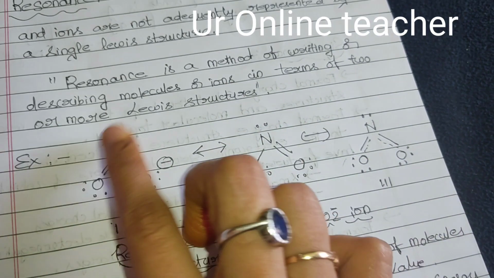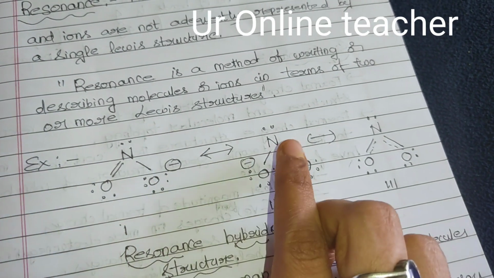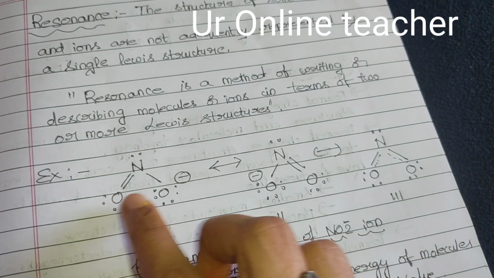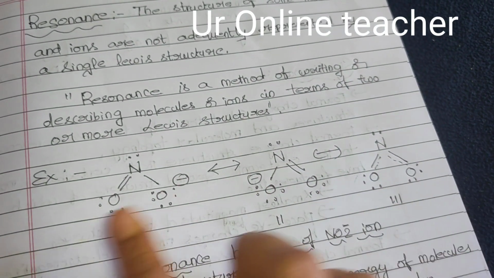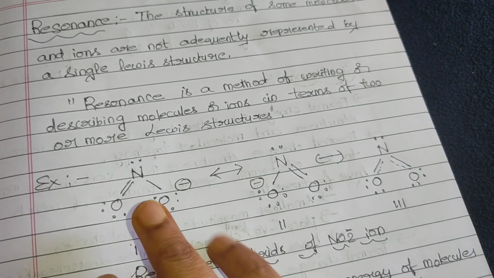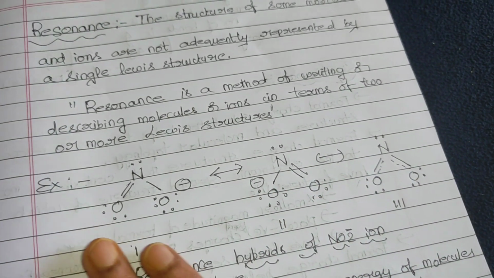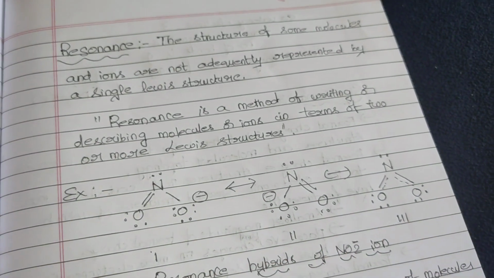So these are lone pairs of electrons and oxygen lone pairs. And the double bond is rotating. Double bond is rotating from one side to another side. So we have three resonance structures. So it is a method of writing the molecules or ions in two or more Lewis structures, which is called resonance simply.